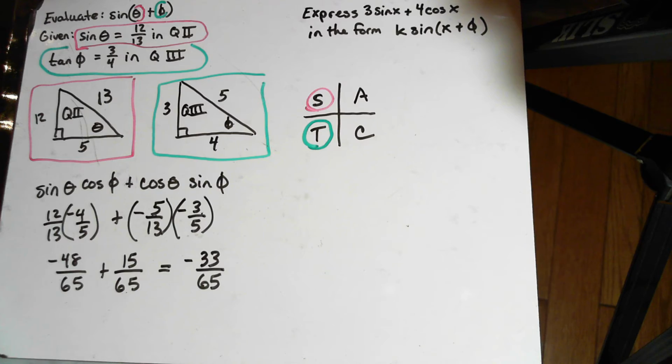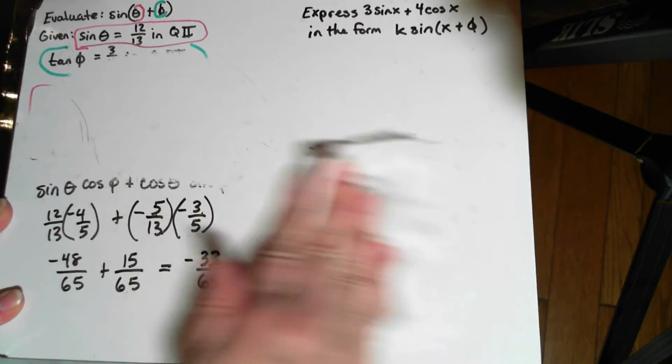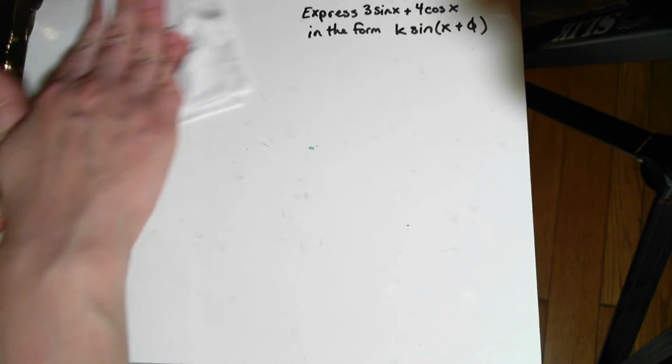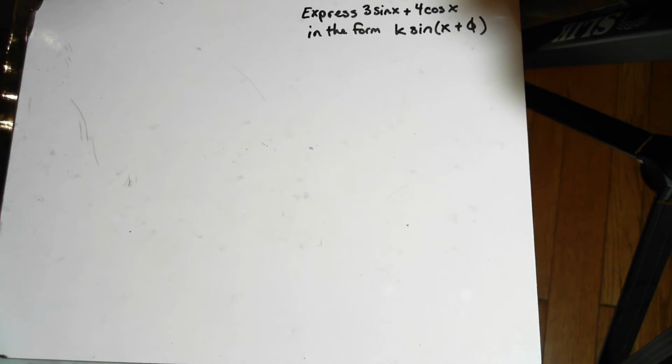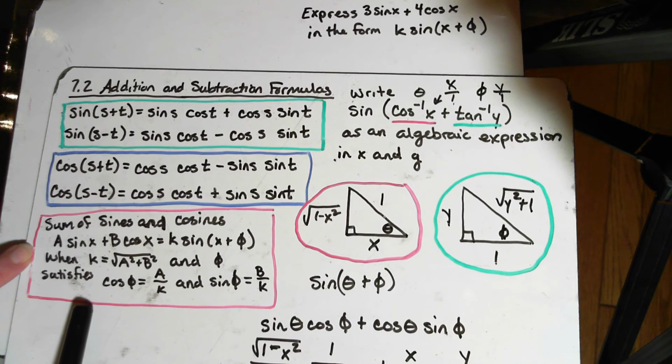Now we have one last question to do. It says express 3 sine x plus 4 cosine x in the form k sine of x plus phi. Now I'm going to bring up my sum of sines formula here. That's this guy right here.